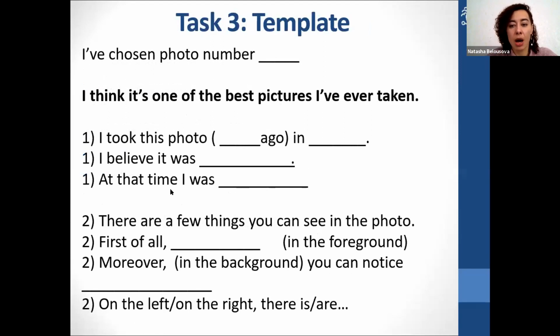So look here, it's going to be on 2 slides. This is a template which I think works quite nicely for task 3. And you see that the introduction here is in bold. Again, it could be anything, but it's just a possibility. I think it's one of the best pictures I've ever taken. And you see that then below, you've got the beginnings of the sentences, the introductory phrases, and they go like 1, 1, 1, 2, 2, 2, 2, or 3, 3, 3.